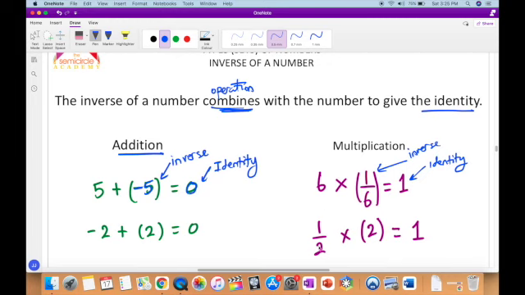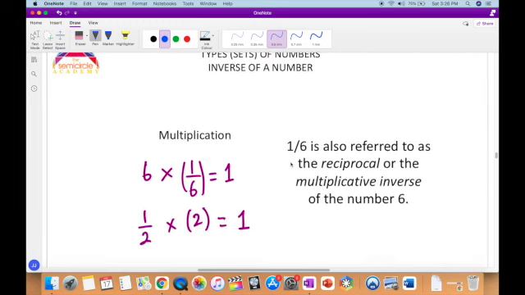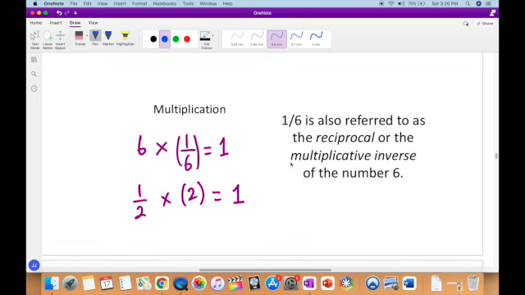Right? So it depends on the operation you're talking about. A half multiplied by 2 will give me the identity for multiplication, and so 2 is the inverse of a half. So the thing is, with the inverse of a number when it comes to multiplication, we also refer to it as the reciprocal or the multiplicative inverse. So 1/6 is also referred to as the reciprocal or the multiplicative inverse of the number 6.